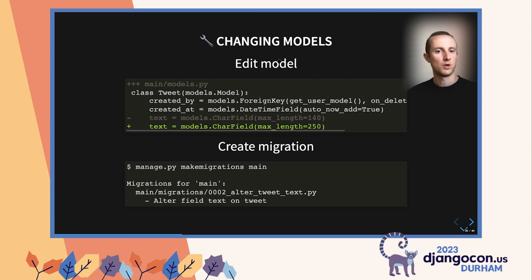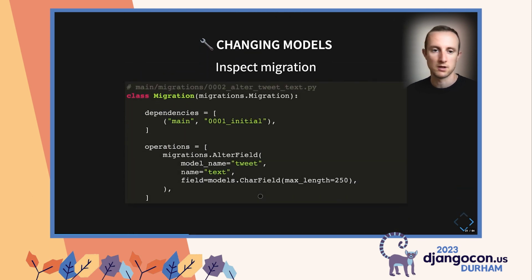So what if we want to change a model, for example our model, extending the maximum length of the text of the tweet from 140 to 250 characters? Well, we just need to change the model in our files and then make a new migration. Migration will be called with a nice default name, but we can customize it if we want. Then we can inspect the automatically created file containing the first initial migration in dependencies, and in operations we can see our AlterField.